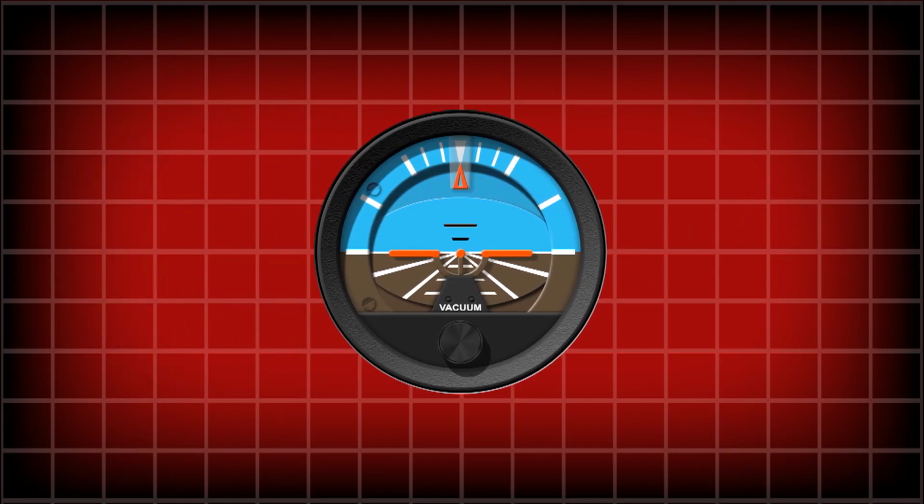Another feature of this particular attitude indicator or artificial horizon is the adjustment knob. This knob, when turned clockwise, causes the miniature aircraft on the gauge to rise in relation to the horizon line. Subsequently, when the knob is turned anti-clockwise, the miniature aircraft drops in relation to the horizon line. This feature is to aid against parallax error.